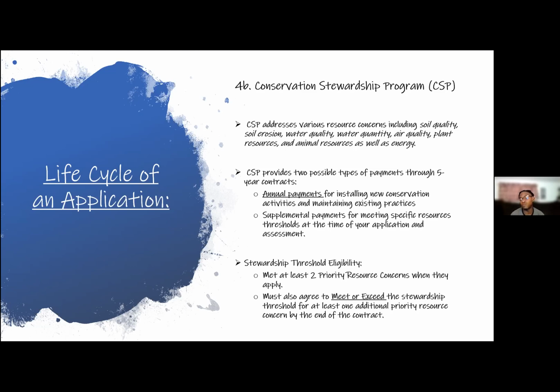To be eligible for this program, you have to meet at least 2 priority resource concerns at the time of application. So let's say there are 9 resource concerns for forestry total, and there are about 5 priority resource concerns, you have to meet at least 2 of those priorities to be eligible for CSP. And then you must agree to meet or exceed the threshold of at least 1 additional priority resource concern by the end of the contract. So that would be agreeing to install an enhancement or a practice that's going to take you, like I said, above and beyond your stewardship of the land.